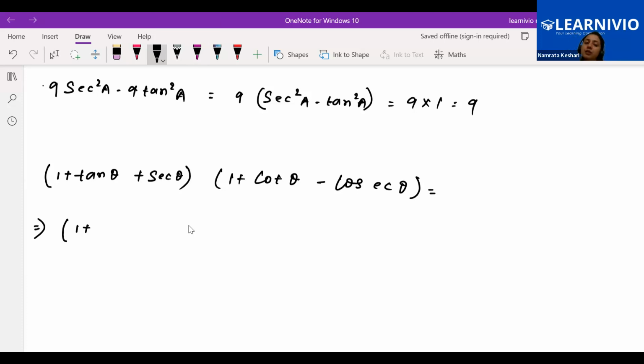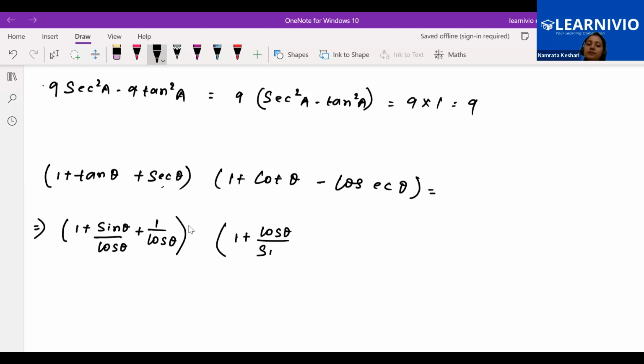Let's write it: 1 plus this tan we can write as sine by cos like this. Can we write it like this? Yes, ma'am. Sec can be written as 1 by cos. Yes or no? Similarly, in the other bracket, cot can be written as cos theta by sin theta.